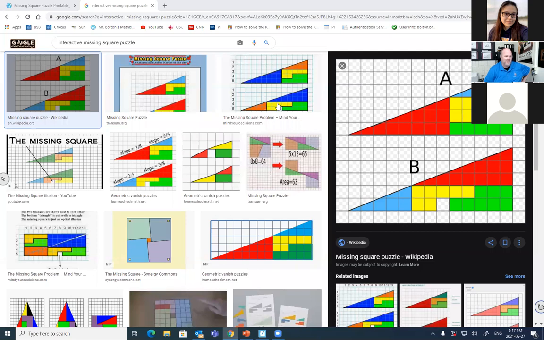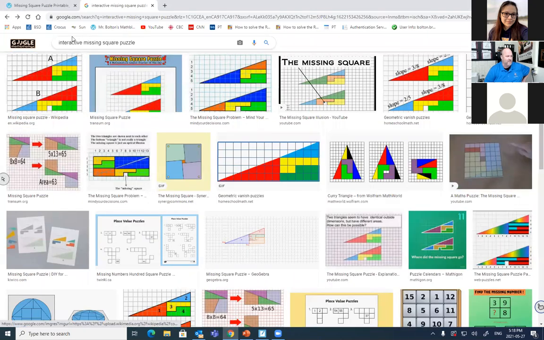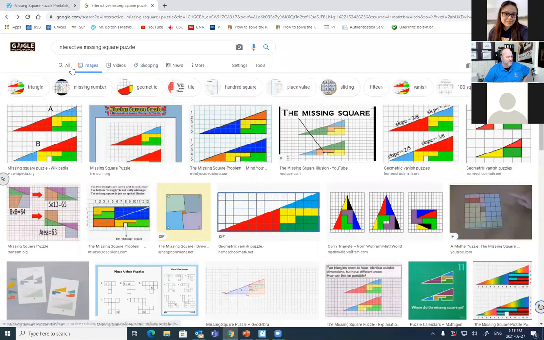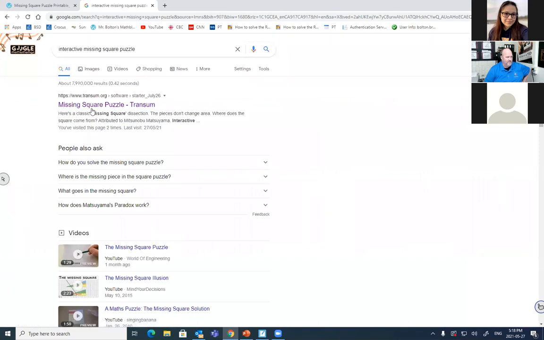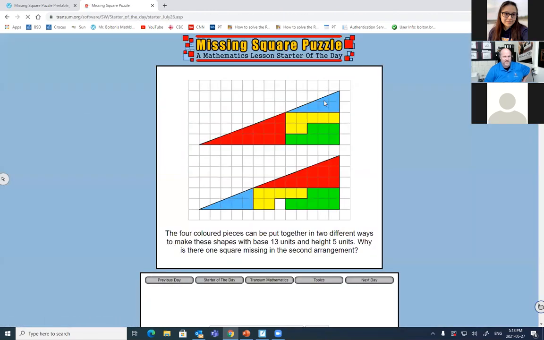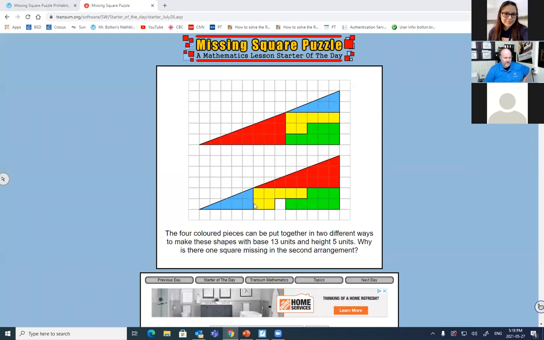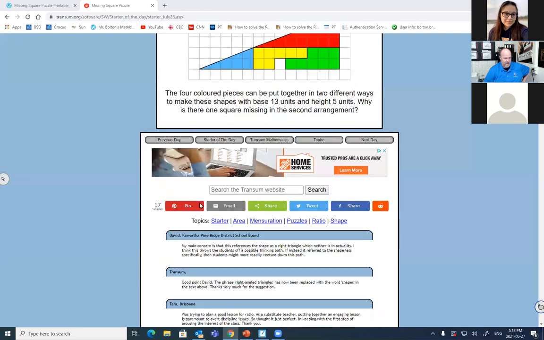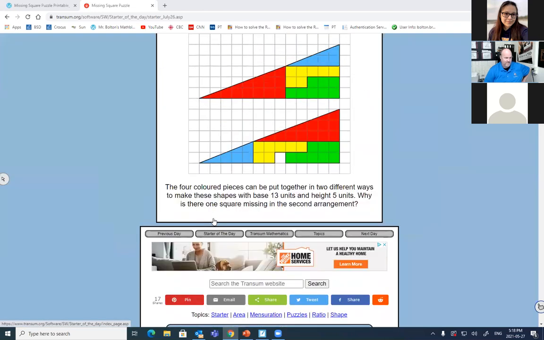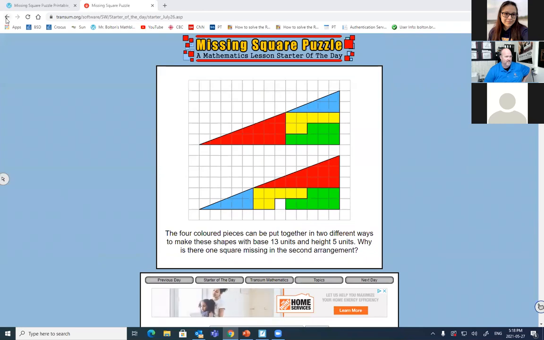This missing square puzzle has been around for quite a while. If you go onto the internet you'll find tons and tons of stuff related to it. Here's a good example of it. You can see base 13 units, height 5 units, right? Why is there one missing square arrangement? Well, figure that out. I'm not going to give you the answer.